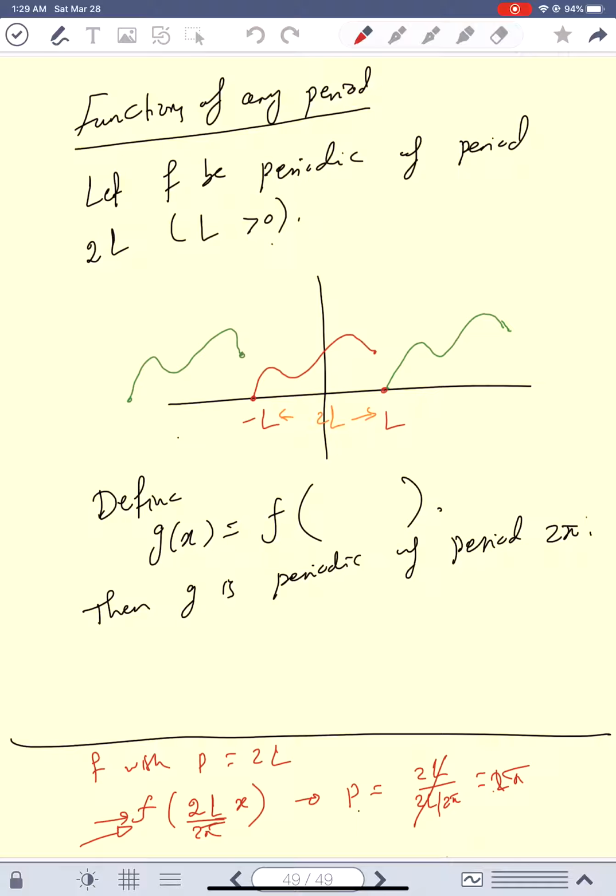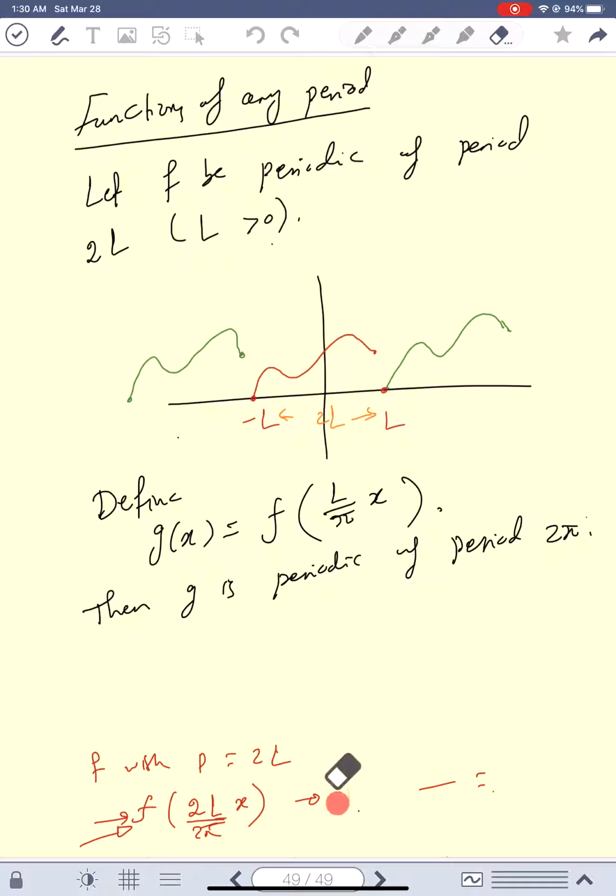So the idea, we define g to be f of what? F of l over pi x. So this is our definition for g. Then the function g has the period 2 pi. If it has the period 2 pi, then you know what's going on, right? Because then you have everything about the Fourier series of g.